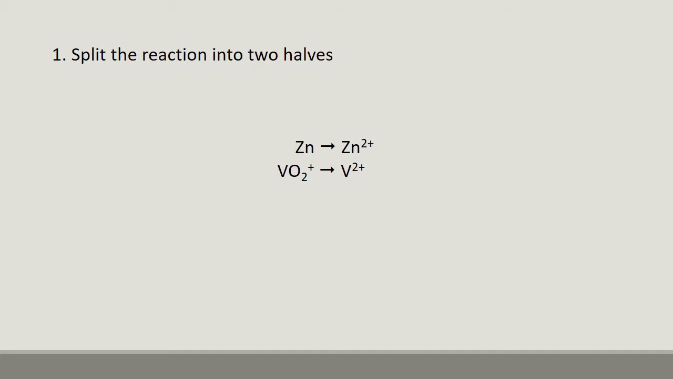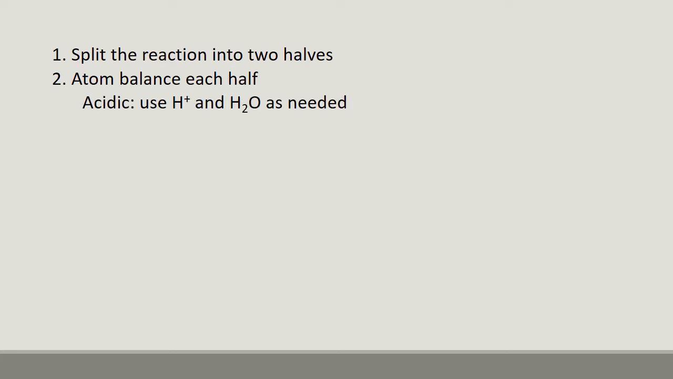The first thing we'll do is split the reaction into two halves, like we did earlier. Next, we're going to atom balance each half. The zinc half is already balanced, with 1 on each side, but the vanadium half is missing 2 oxygens on the product side. For acidic solutions, you can use hydrogen ion and water as needed to atom balance one or both halves. If it's basic, well, we'll talk about that in a minute.